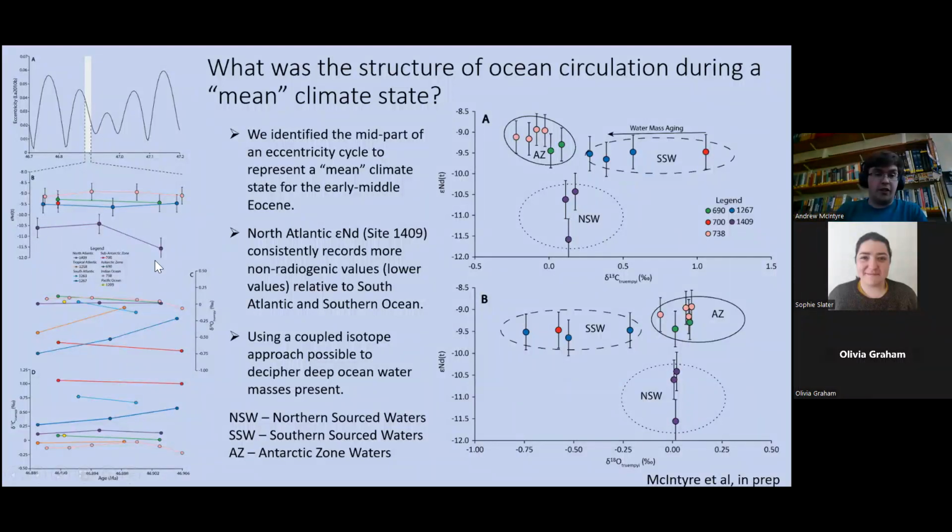which is a really interesting finding, and it is supported by the two other studies I just talked about in the last few slides. And then I also couple this with carbon and oxygen isotope records, so we've got a coupled isotope approach. And what we see in these cross plots on the right is that we can identify and start to decipher the different water masses present.